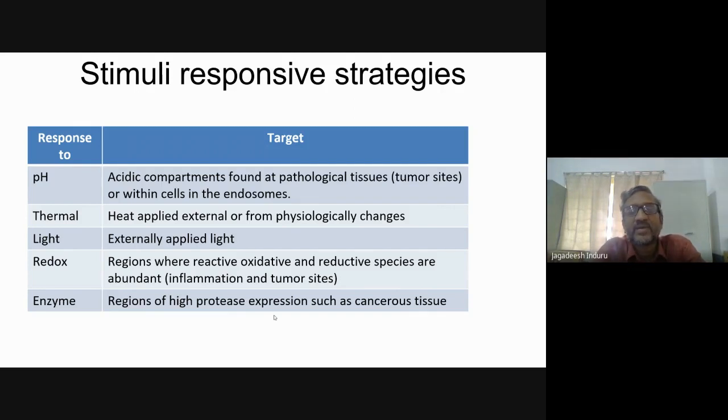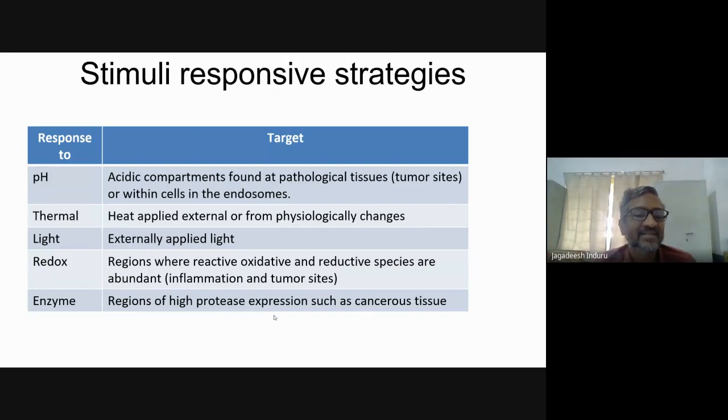Acidic compartments are found at pathological tissues, especially in tumor sites, and within the cells in the endosomes in particular diseased conditions. The pH of your body is normally 7.4 and is maintained, but in diseased conditions, in that particular part, you may have an acidic compartment. The specificity of the carrier to that lower pH is a strategy that acts as a stimulus to reach there. This is one type.